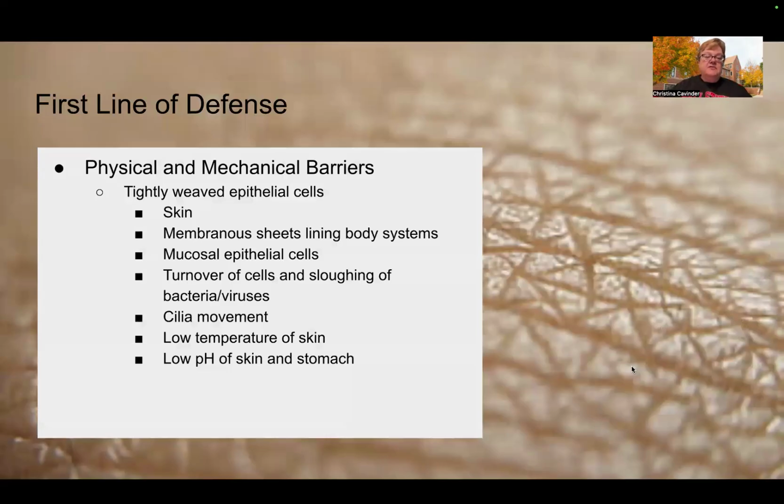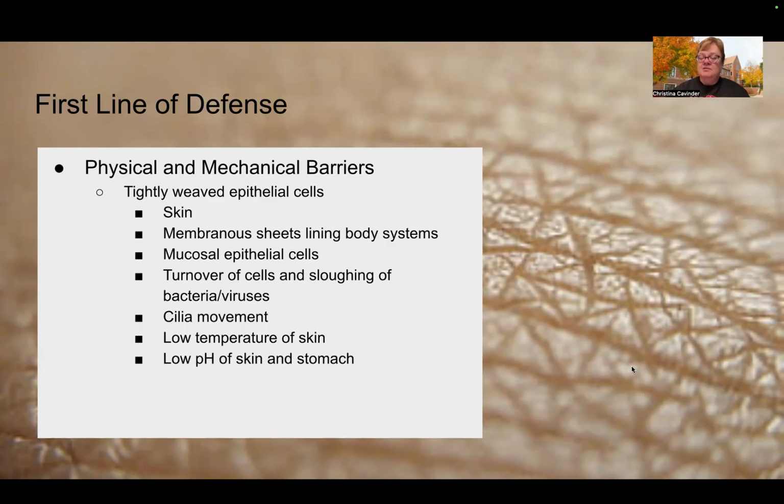So the first line of defense is physical and mechanical barriers. So first line of defense is your skin, basically. It is tightly woven epithelial cells, so nothing can get into your body unless it's through a mucous membrane. But there are some things that will be absorbed by the skin, so you always have to remember that too. So it's not foolproof, but it is our first line of defense.